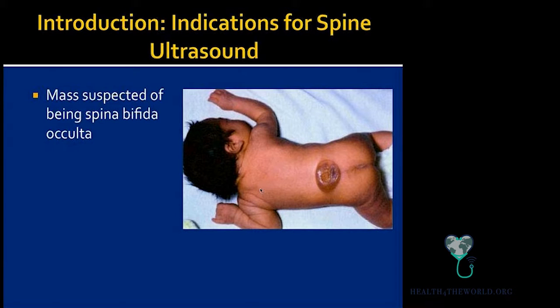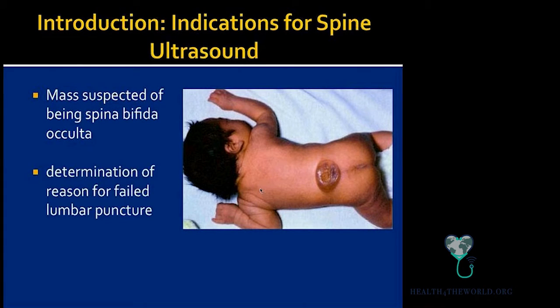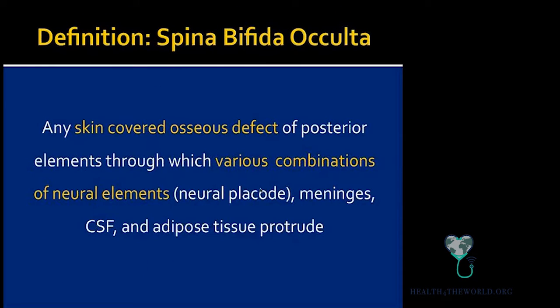So things like a mass suspected for Spina Bifida Occulta, as we're seeing in this illustrative example, or for determination of a failed lumbar puncture. So they've tried to do an LP, couldn't get it. Now they want to see what's going on. Is there a tethered cord? Something like that. And particularly helping direct where they might do a successful tap.